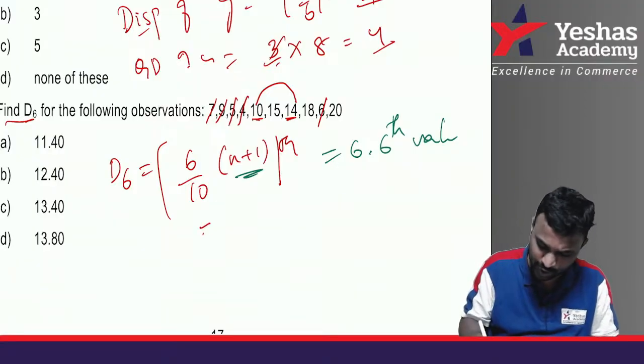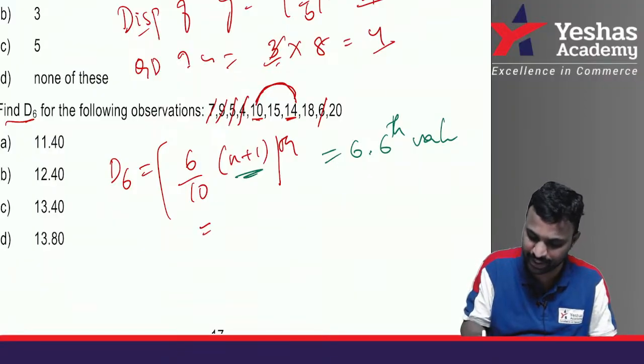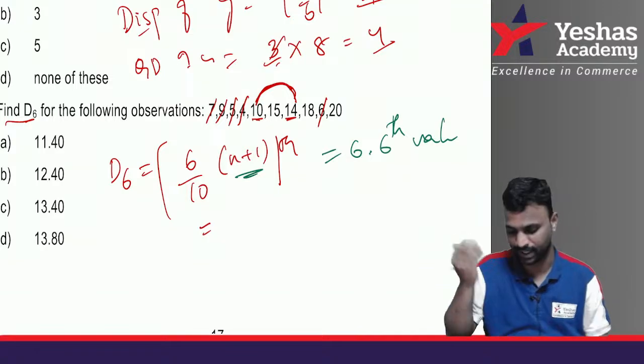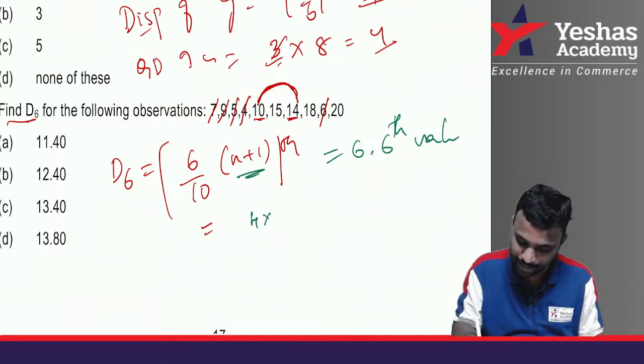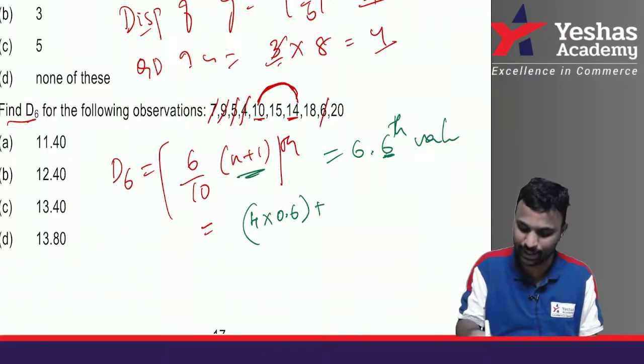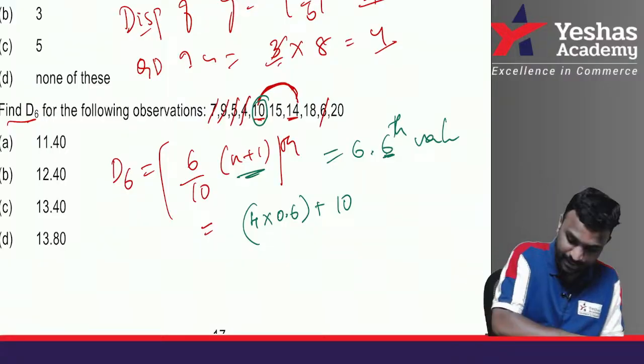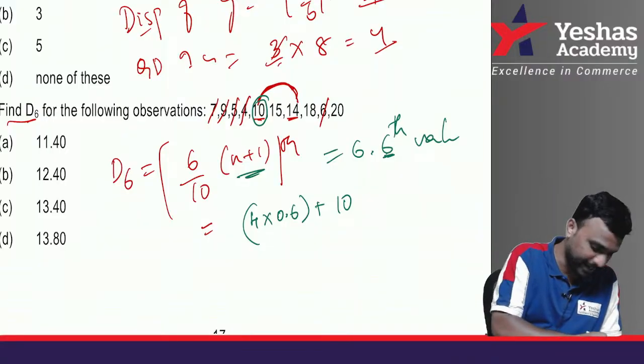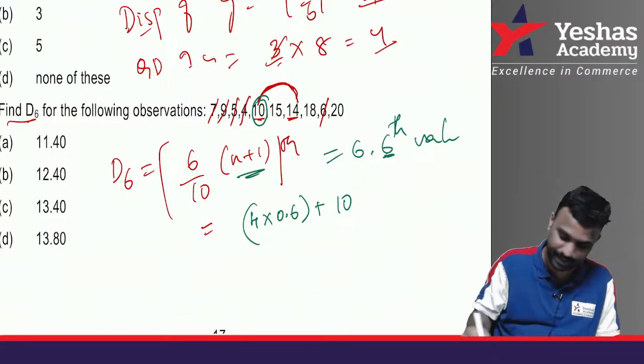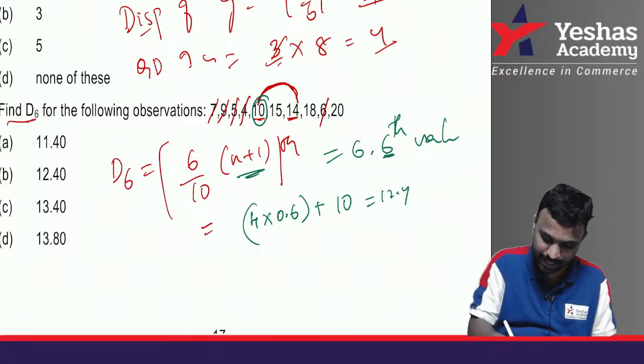How do you solve it? Basically, take the difference between these two numbers. I mean the 6th and 7th values, the difference is 4. Multiply that with this decimal value, which is 0.6. Add that with the least value among 10 and 14, which is 10. So that's the answer, guys. 4 into 0.6 plus 10, the result is 12.4. The answer is option B.